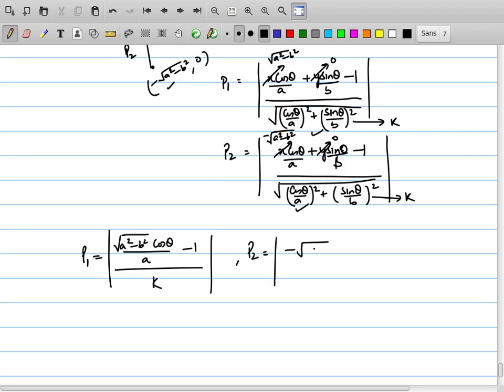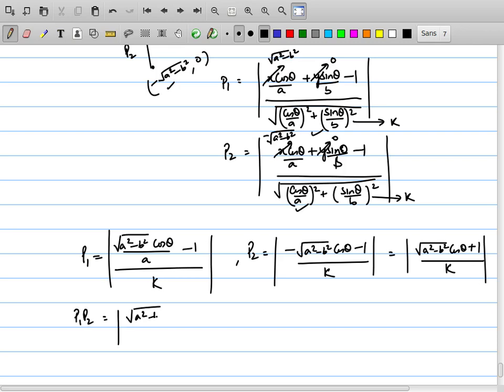Similarly, P2 is minus of root a square minus b square cos theta minus 1 upon k. This can be written as, if we take minus common, we have root of a square minus b square cos theta plus 1 upon k. Now we have to multiply P1 and P2. So therefore it becomes root a square minus b square cos theta minus 1 into root a square minus b square cos theta plus 1 upon k into k becomes k square.